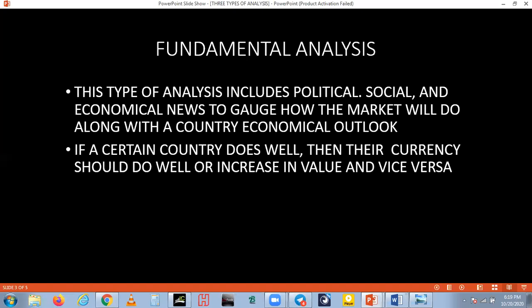All right, I'm going to show you the website for that, how they check the news. So they check the news for a currency pair or for a currency itself, and then they get their analysis from what the news is telling them about that currency. So if a certain country does well, then their currency should do well or increase in value. Fundamental analysts believe that if a country is doing well, let's say the USA, the economy is good, everything is going fine, they expect the currency value to also go up. And vice versa. If the country is not doing well, expect the currency value to reduce.